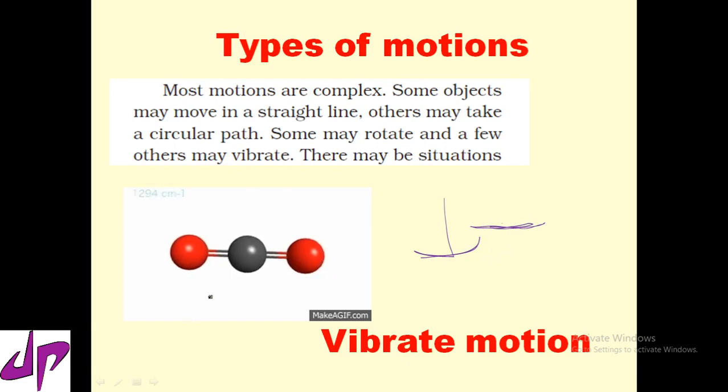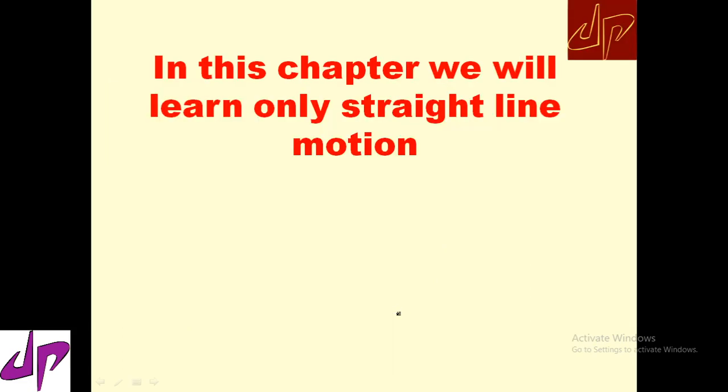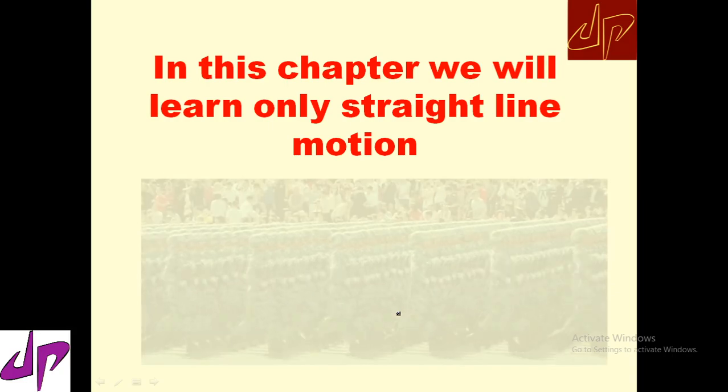Another example is this one kind of molecule. In this, the atoms are vibrating, they are moving back and forth. So this motion is known as vibratory motion. In this chapter we will learn only the straight line motion. Apart from that, all the different types of motions, we will strictly follow motion in a straight line.